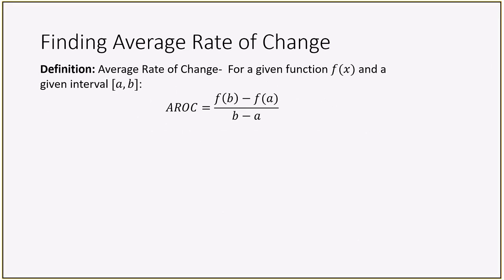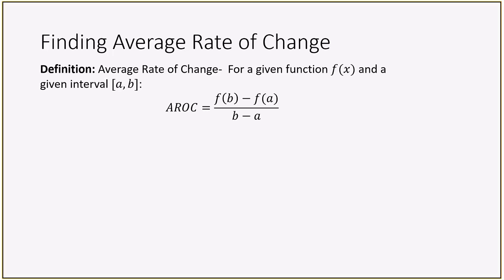usually it's an x interval from a to b, or it could be from like 2 to 5, for example. We find the average rate of change by plugging in b to our function, subtracting it from if we plugged in a into our function and took that result, and then all over b minus a.